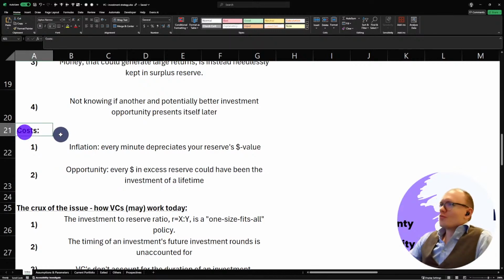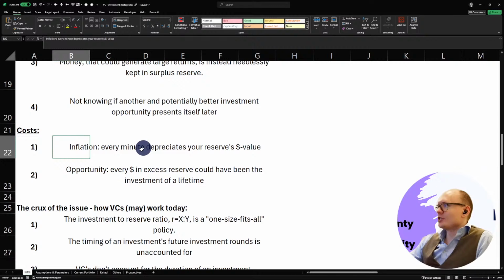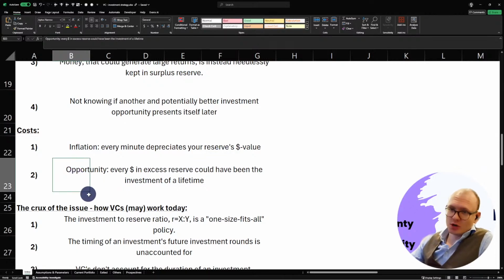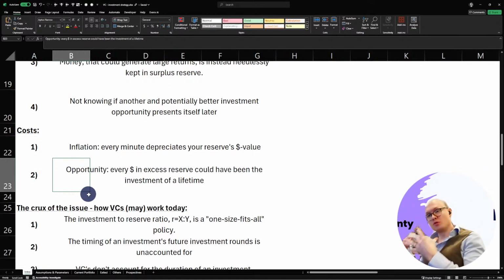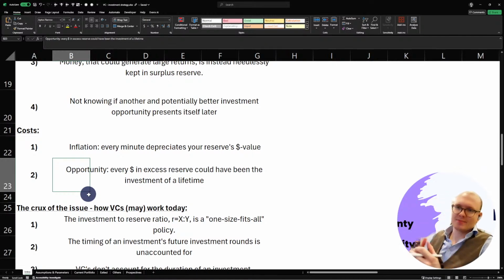And just to go back to talk about some of the costs that come from these problems, one is, again, inflation. The money depreciates in value as the dollar value goes down. And we have a potential opportunity cost, which is if we don't use our reserve, then we can't make that money work for us appropriately.